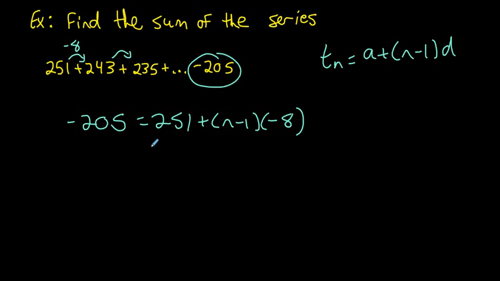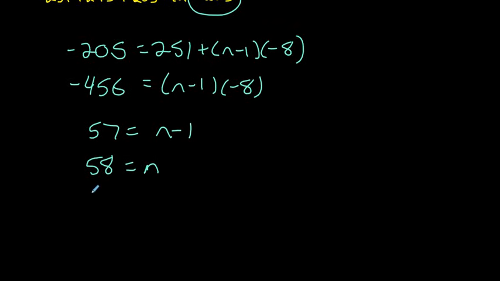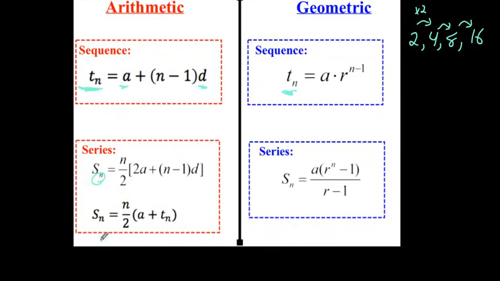So what we have to do now is solve this equation for n to figure out what term number this is. So first subtract that 251 to the other side, and we get -456 equals n minus 1 times -8. Divide by -8 to the other side, and we'll get 57. And then add your 1, 58 equals n. So this is the 58th term. So now that we know what term number it is, we can go ahead and find the sum of those 58 terms using either of these two formulas.